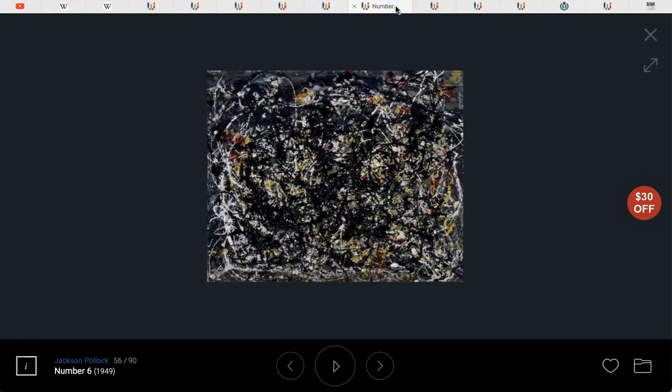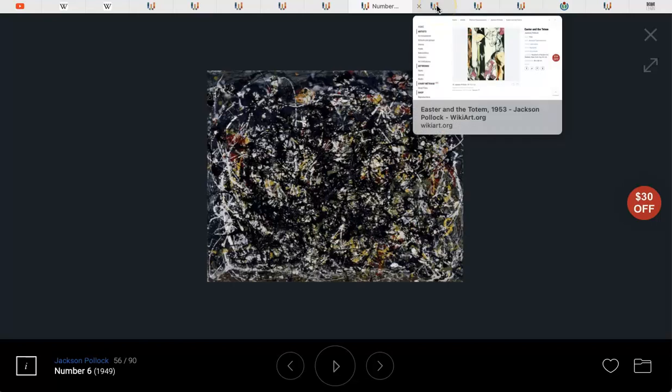This one, number 6 from 1949. And if you're wondering, his numbered paintings don't seem to be numbered as they were made. I don't know the rhyme or reason behind the numbers, and I'll just leave it at that. But anyway, it's called number 6.